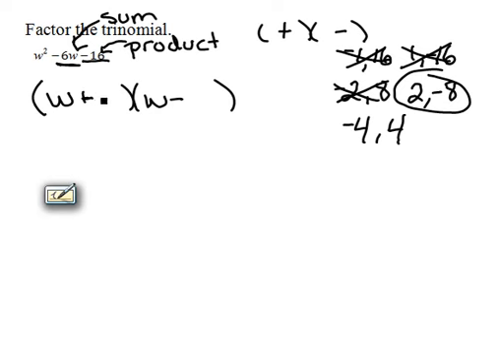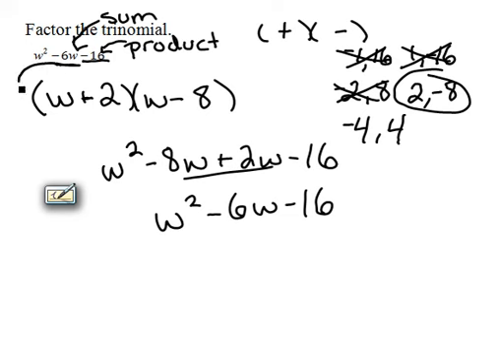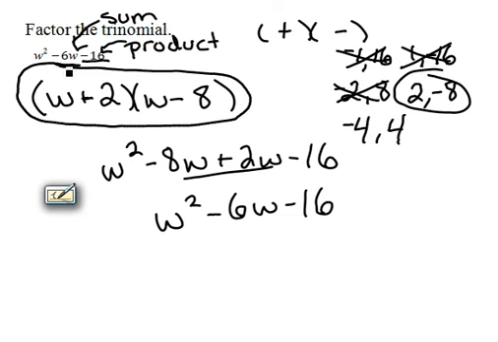So my correct factorization would be w plus 2 multiplied by the quantity w minus 8. And if I go back through and check by using FOIL to multiply these out, I can see I would get w squared minus 8w plus 2w minus 16, and combining my two middle terms gives me w squared minus 6w minus 16, which was in fact what I had for an original trinomial. So the correct factorization is the quantity w plus 2 times the quantity w minus 8.